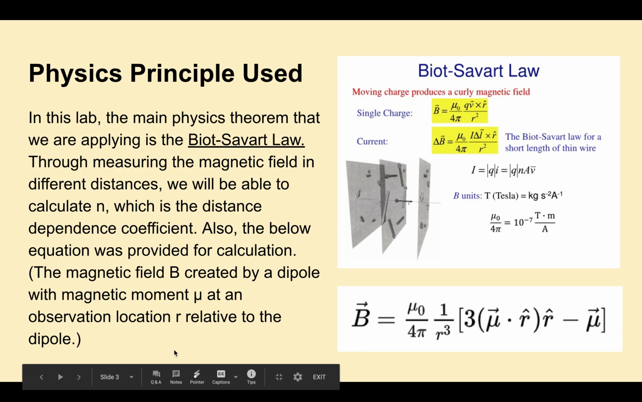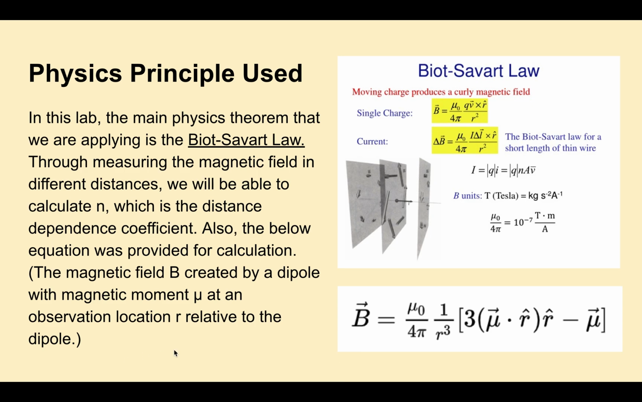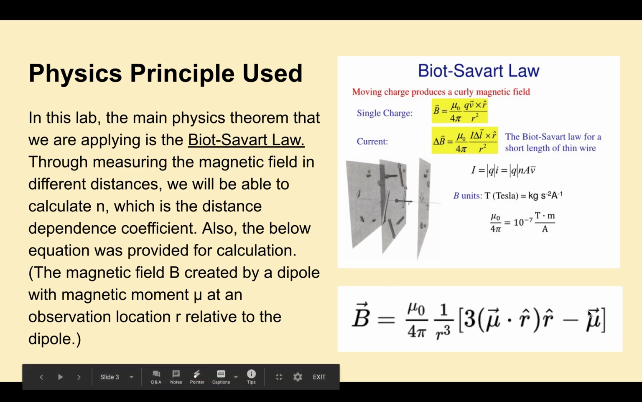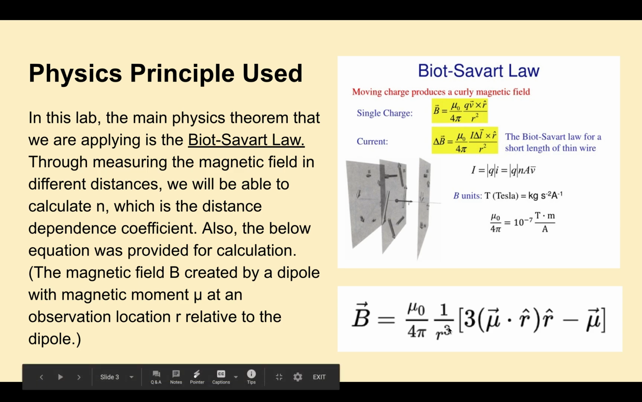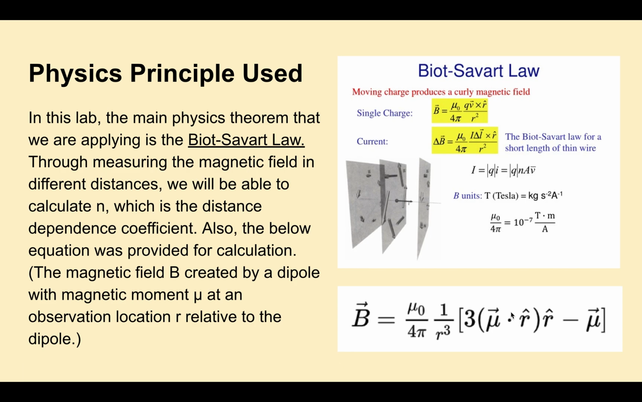Physics principle used. In this lab, the main physics theorem that we are applying is the Biot-Savart law. Through measuring the magnetic field at different distances, we will be able to calculate n, which is the distance dependence coefficient. Also, the below equation was provided for calculation: the magnetic field B created by the dipole with magnetic moment mu at an observation location R relative to the dipole.